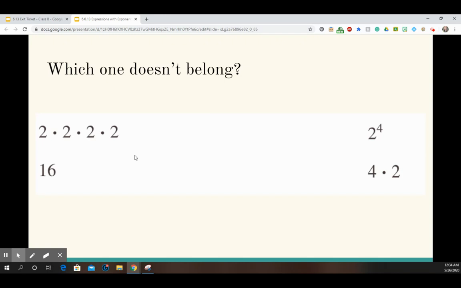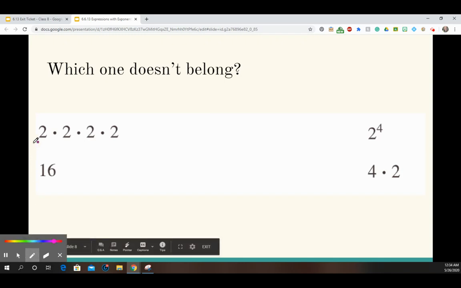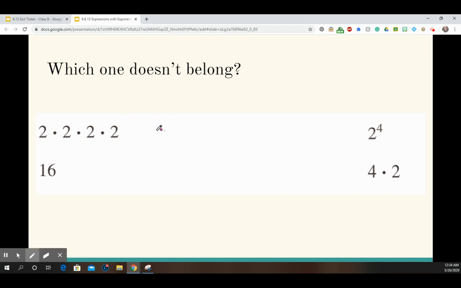All right, so let's go ahead and look at this first one here, the 4 2s. Someone might say this one doesn't belong because it's the only one that shows the same number being multiplied again and again. It's the only one that shows repeated multiplication written out. It's the only one with 4 factors.